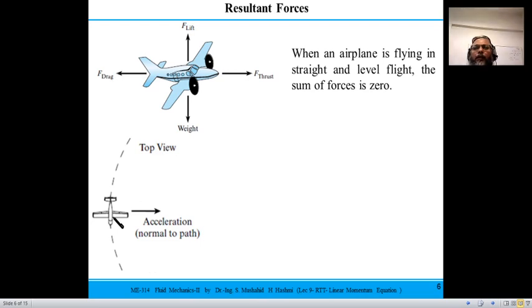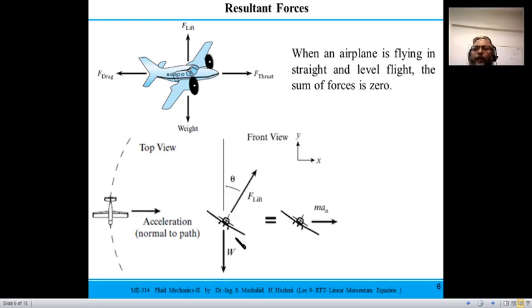So obviously there is a force, a centripetal force, and force is mass times acceleration. So there is an acceleration in the normal direction, which is keeping this aeroplane in this circular trajectory. If we look at the front view of the same, the weight is acting downward, and the lift force is in this direction, making an angle theta to the vertical. So obviously once it is circling, there is a net force that is acting, which is responsible for this centripetal acceleration.